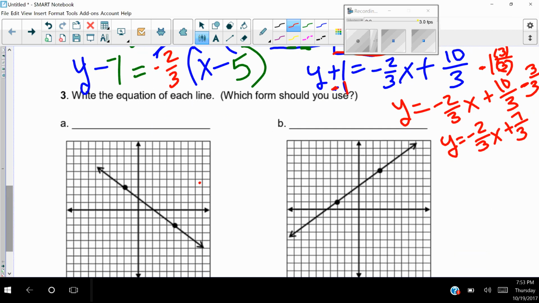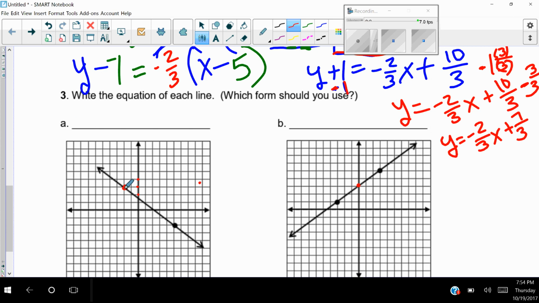Write the equation of a line for number 3. I want you guys to try B. I'll do A for you. So we can use the y-intercept if it goes through the corner. If it had gone through one of these corners, then we could use the y-intercept. If not, then we're going to have to use the long way, the equation of a line, the one that we just used. So I'm going to use this point right here.